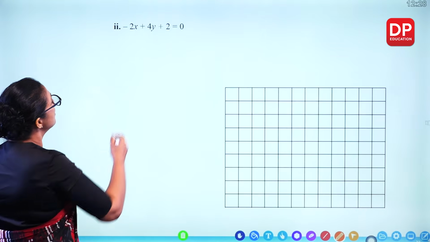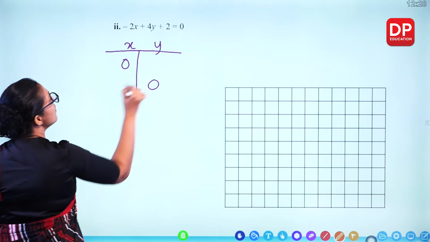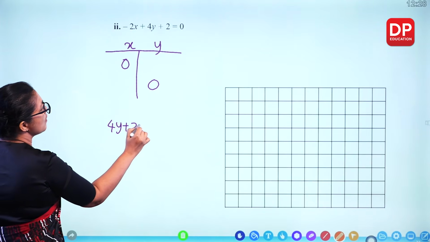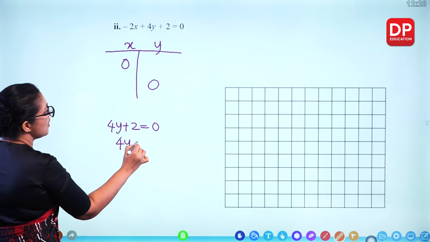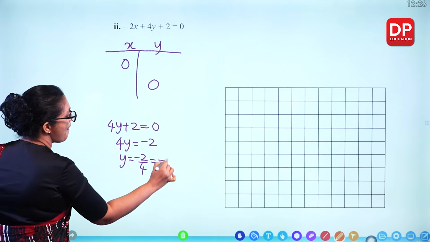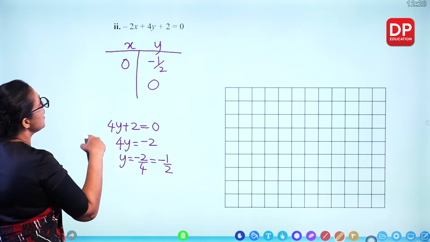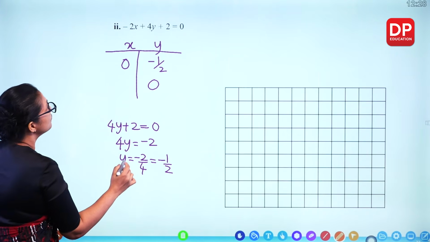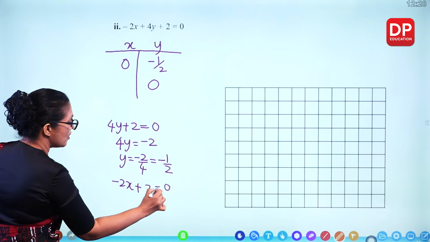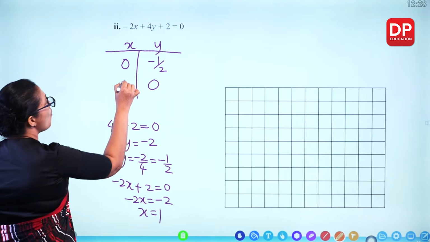This graph, find the coordinates x, y. X is 0. What happens? You get 4y plus 2 equals 0. 4y equals minus 2. Y equals minus 2 over 4. That's minus half. When y equals 0, you get minus 2x plus 2 equals 0. Minus 2x equals minus 2, x equals 1.